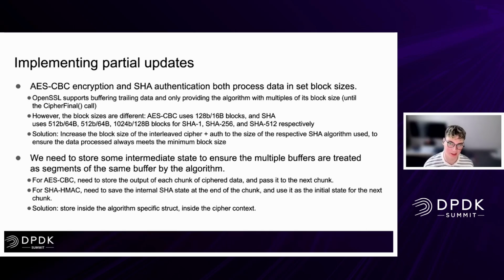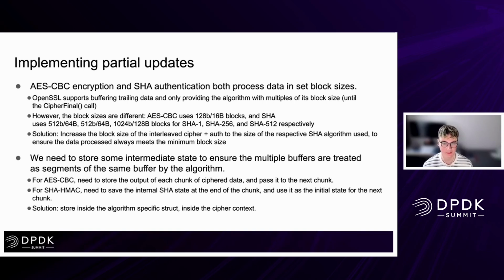Well, we had a bit of an issue: AES-CBC and HMAC SHA, or SHA itself, process data in set block sizes, but they process data in different block sizes. For AES-CBC, it's 16 byte blocks, but for SHA, it's either 64 or 128, depending on which SHA size you're using. The solution here is actually pretty simple. We can just increase the block size for the interleaved cipher to the block size of the SHA algorithm, because thankfully, 16 goes evenly into 64 or 128.